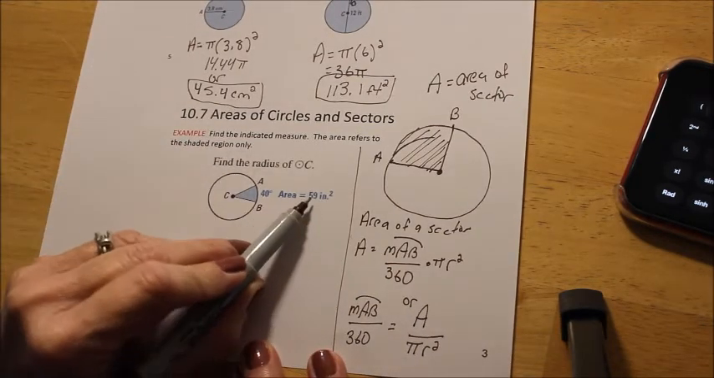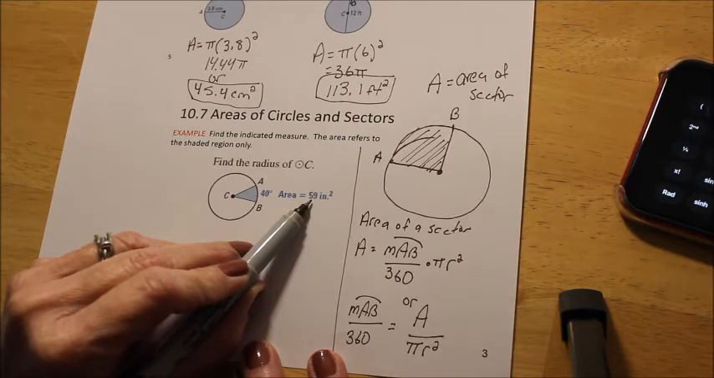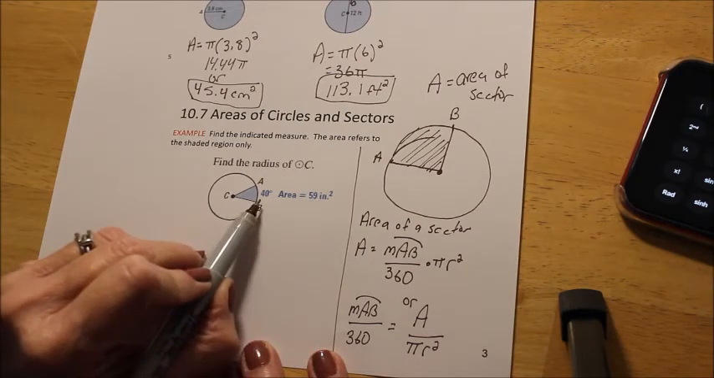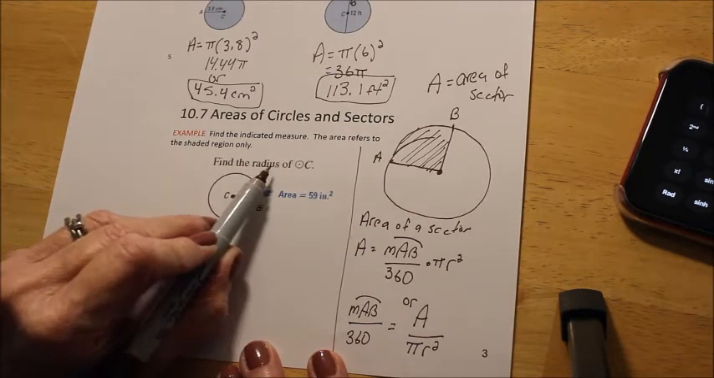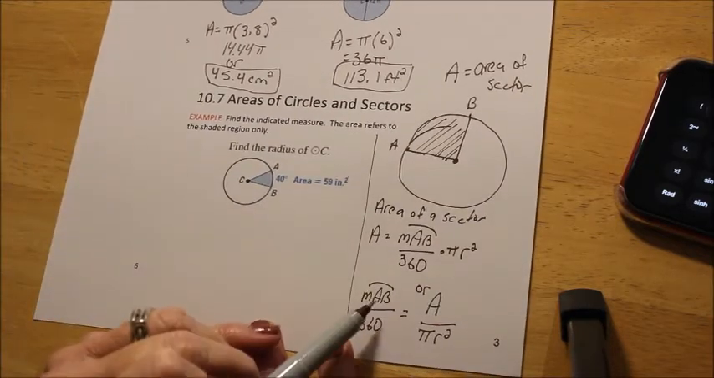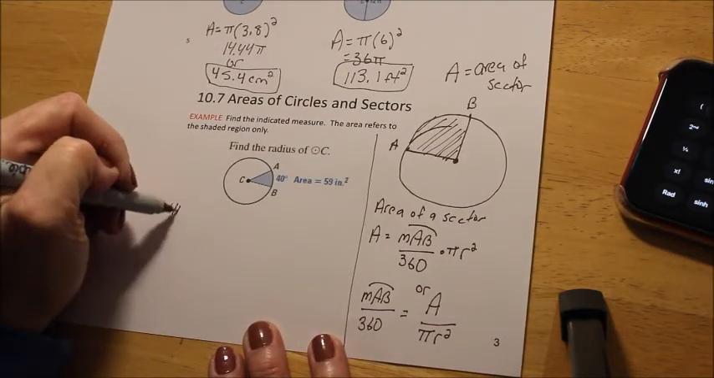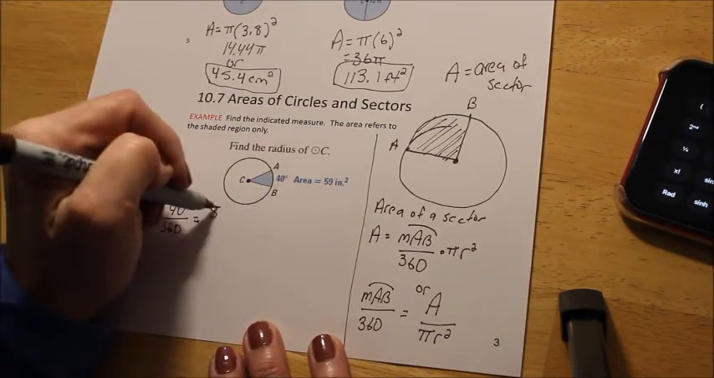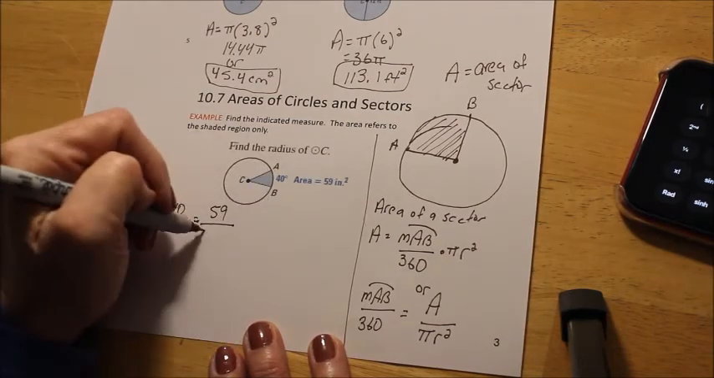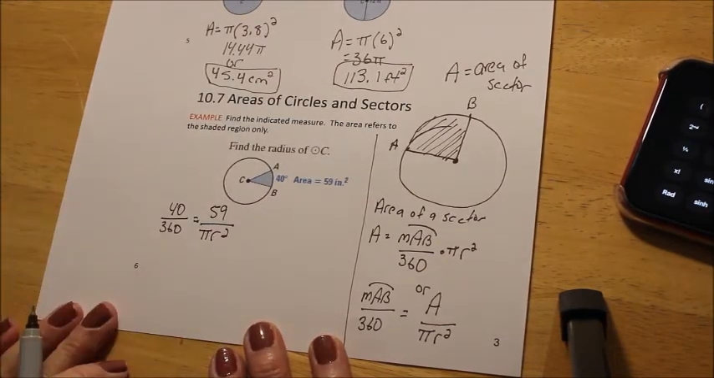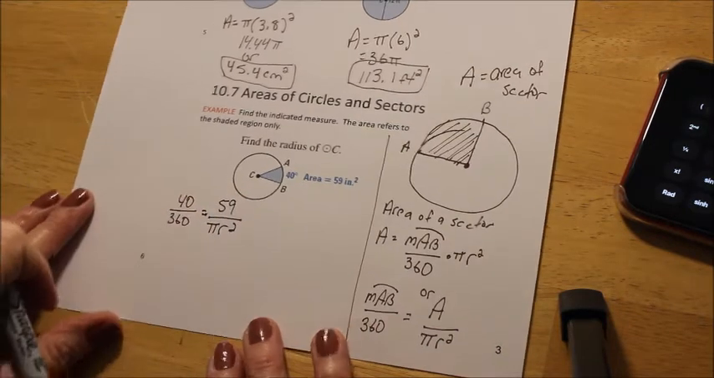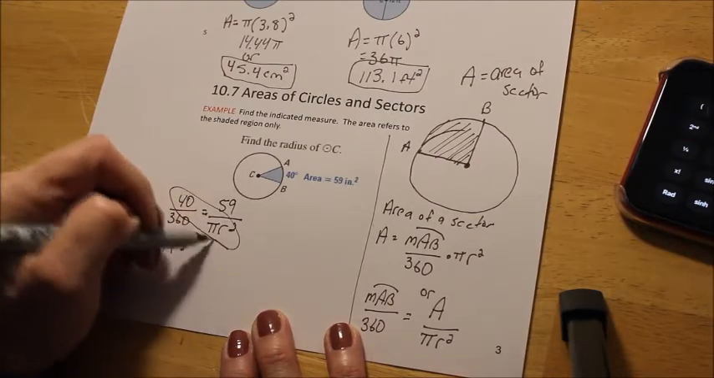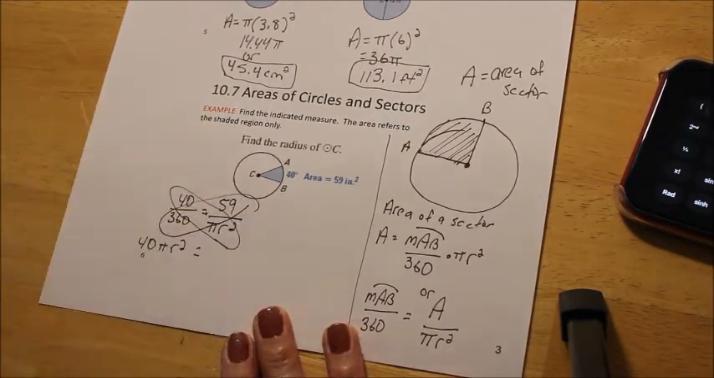So the area, we're told, is 59. Okay, we're told the area of the sector is 59. We're told the measure. What we want to find is the radius. So I'm going to use this bottom formula. I'm going to say 40 over 360 equals, I know the area is 59, I'm looking for the radius, pi r squared. And then we'll go ahead and cross multiply. So I would get 40 times pi r squared equals 59 times 360.